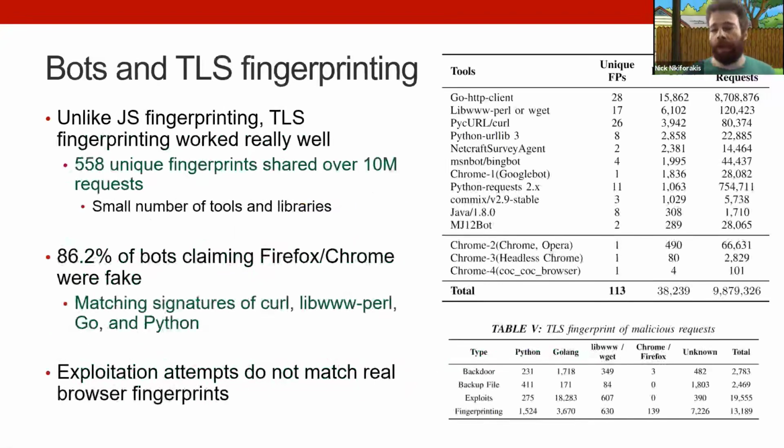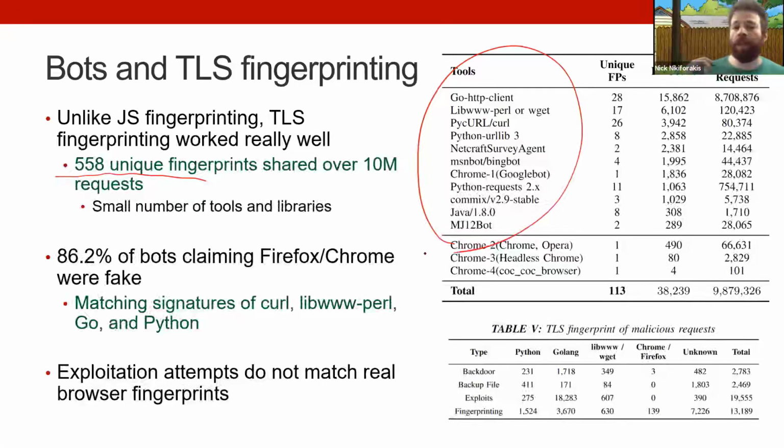Let me quickly tell you about TLS fingerprinting. That worked spectacularly well, unlike JavaScript fingerprinting. So we were able to actually boil down all the clients to 558 unique TLS fingerprints. And these were the real fingerprints, right? So you can see here we have tools that are built on Go, on Perl, on Python, right? Regardless of what it is that they're stating in their user agents, right? And one statistic that was interesting for us was that 86% of the connections that are connecting to us and saying, hey, I'm Firefox, hey, I'm Chrome, were in fact fake, right? They were not any of these popular browsers. They were just any of these types of tools, right?